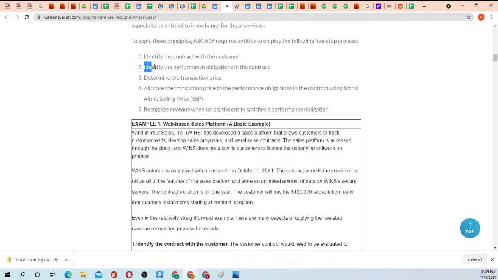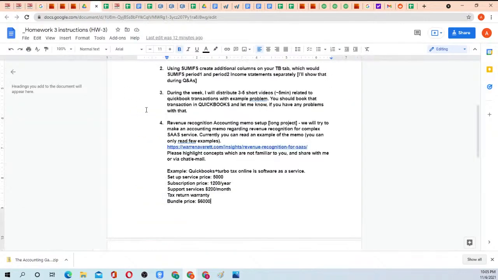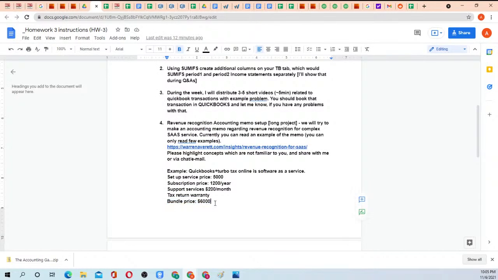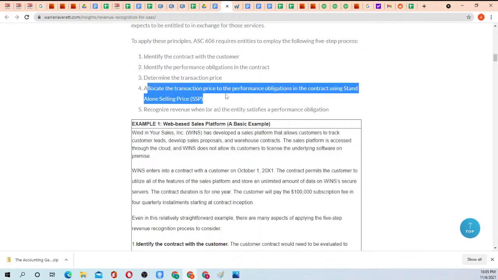Identify the contract. Identify the performance obligations in the contract. So one contract can have many performance obligations. And in our example, performance obligations will be our promises to the customer. Here we have them. Okay, determine the transaction price. So transaction price will be like our total here, 6,000. Allocate the transaction price to the performance obligations in the contract using standalone selling price.